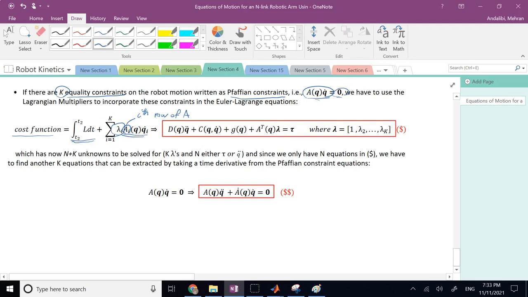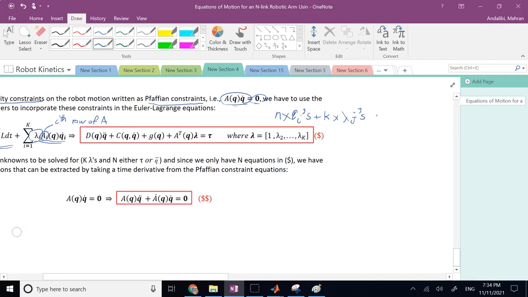These are unknowns that you will add to your unknown q's. In general, remember, if your robot has n joints, you have n qi's that you have to find, correct? And so now if you have k constraints, you have to have k of these lambdas. So if that is the case, then your total number of unknowns in this case is going to be n plus k.